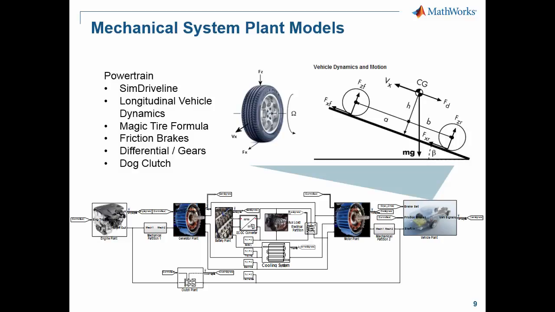The powertrain is modeled extensively using our Sim Driveline library blocks. This includes the longitudinal vehicle dynamics, where you can specify the mass of the vehicle, coefficient of drag, and frontal area. There are several blocks to model the tires. One we like to use in particular is the Magic Tire Formula block. We can also model the friction brakes, the differential and gears, and the dog clutch that connects the engine to the drive wheels.